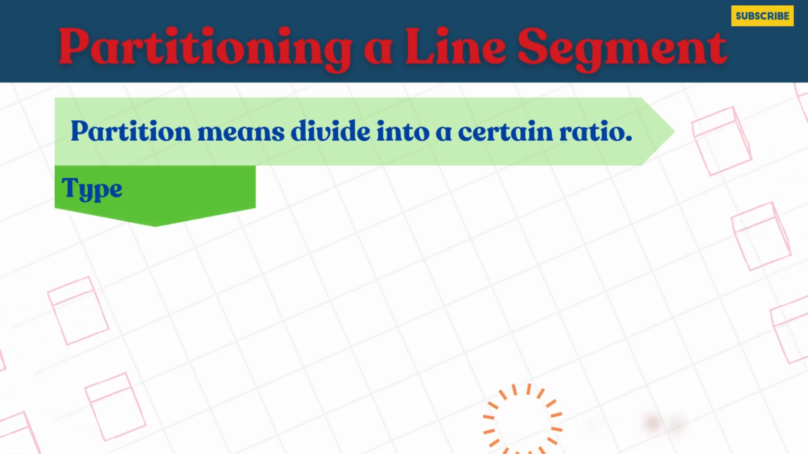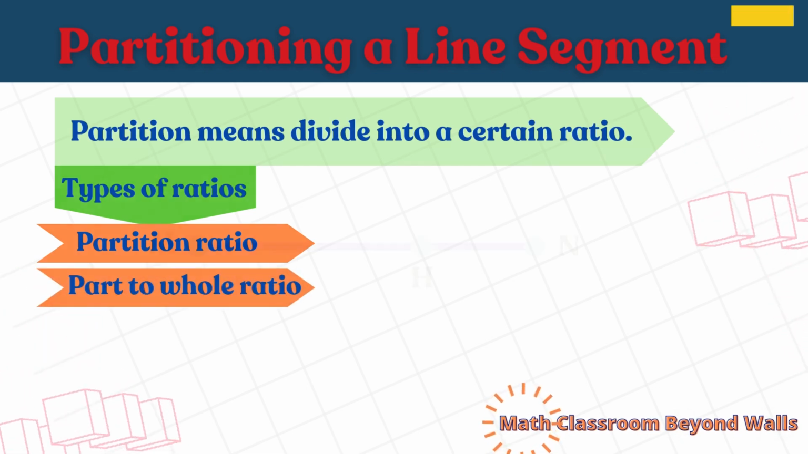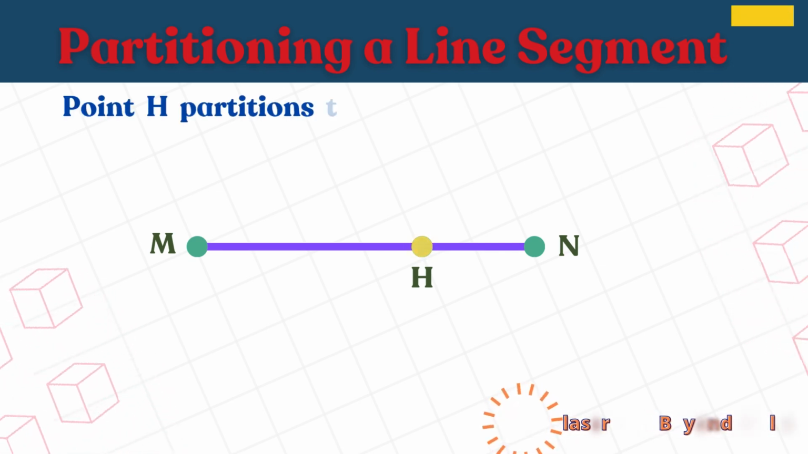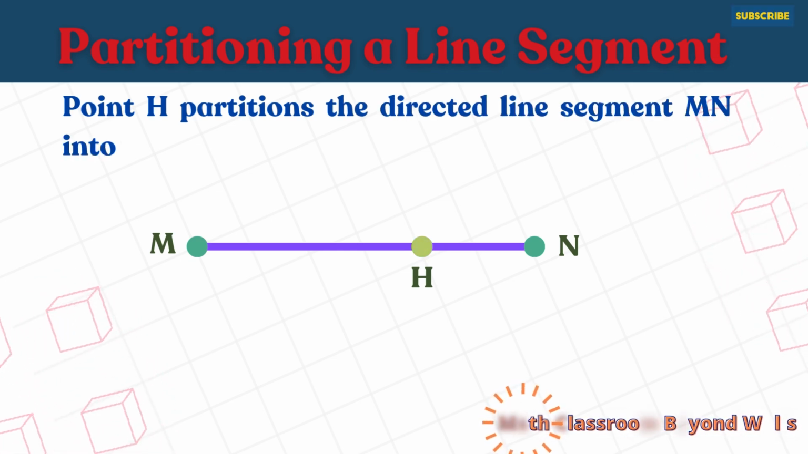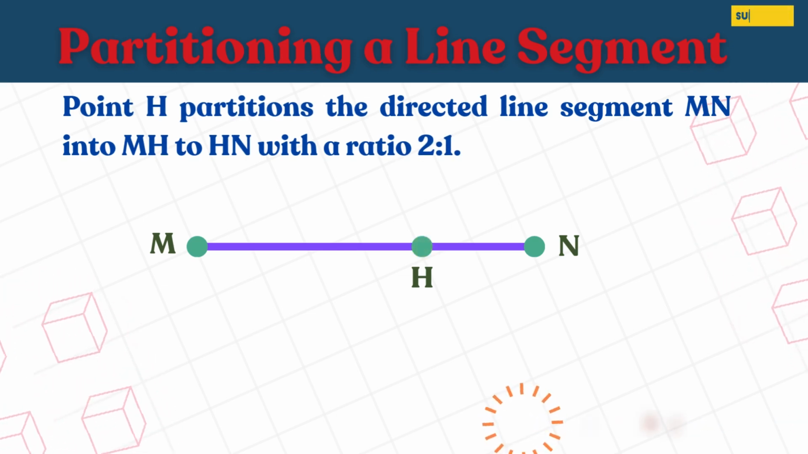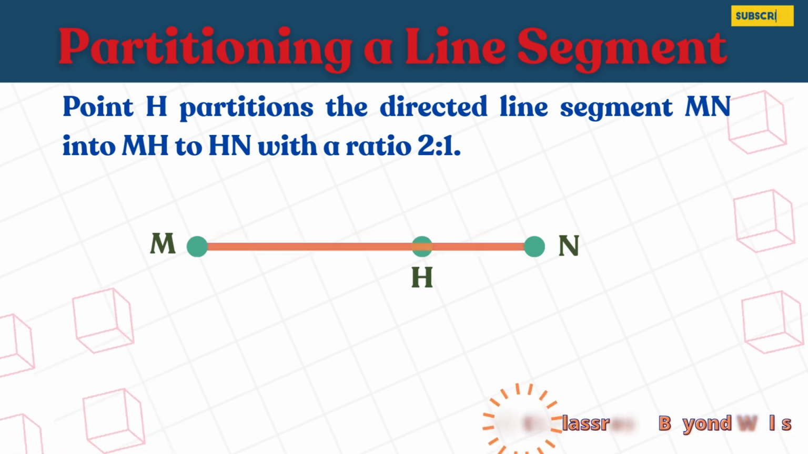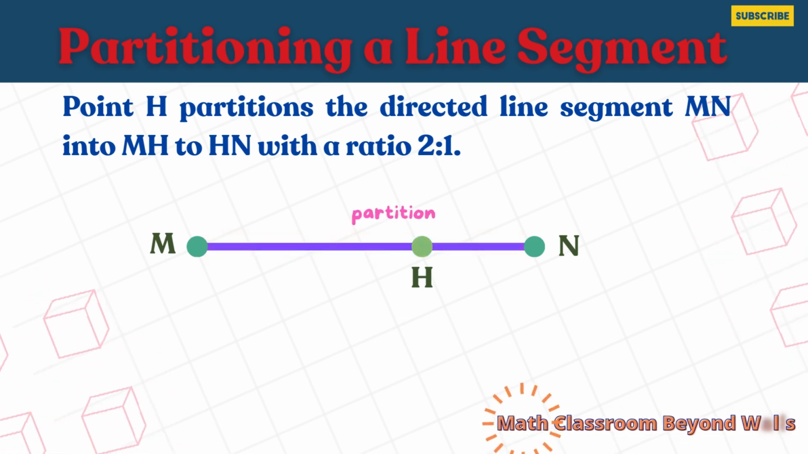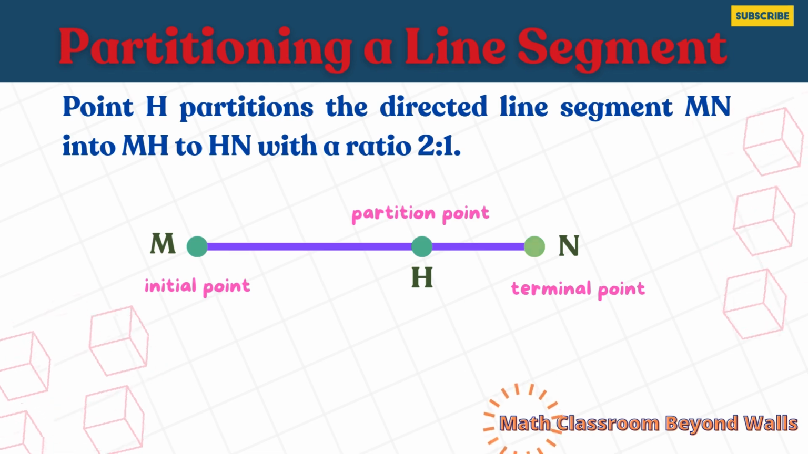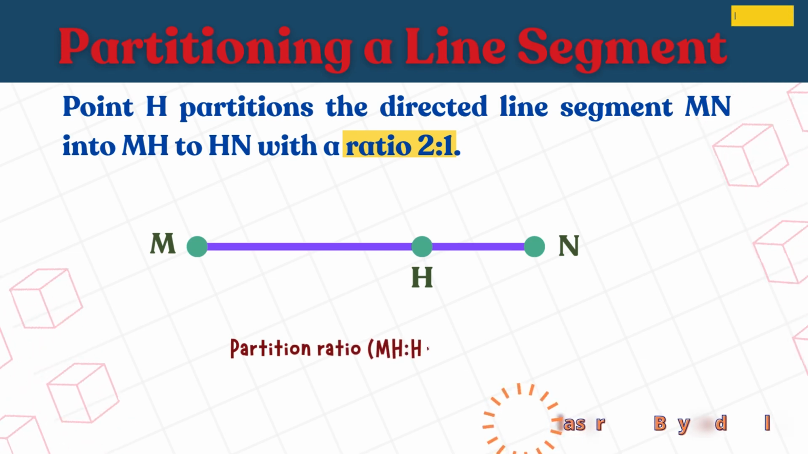There are two types of ratios that we need to be familiar with here: the partition ratio and the part-to-whole ratio. Let us look at this diagram, learners. Let us assume that point H partitions the directed line segment MN into MH to HN with a ratio 2:1. From the statement and the diagram, we get the following information. First, the directed line segment MN has H as its partition point, M as its initial point, and N as its terminal point. Second, the ratio 2:1 is a partition ratio or part-to-part ratio.